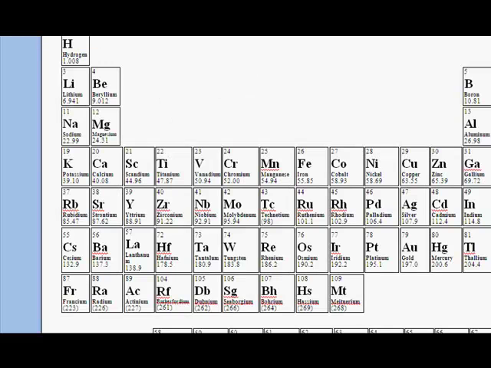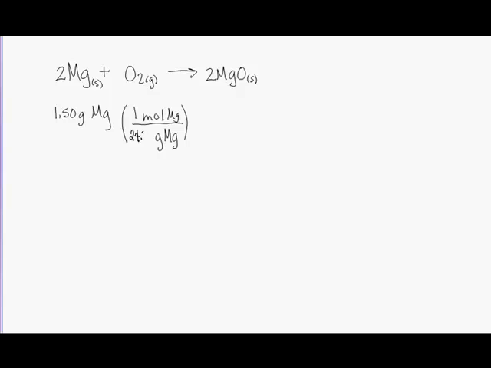In order to do this, we'll go to our periodic table and we'll find magnesium, element 12, has a molar mass of 24.31. Now that we've gotten from grams of magnesium to moles of magnesium, we're ready for our molar ratio. We'll want to go from moles of magnesium to moles of magnesium oxide. Remember that we get our molar ratio from the coefficients in our equation. So we look and see that we have 2 moles of magnesium to 2 moles of magnesium oxide.